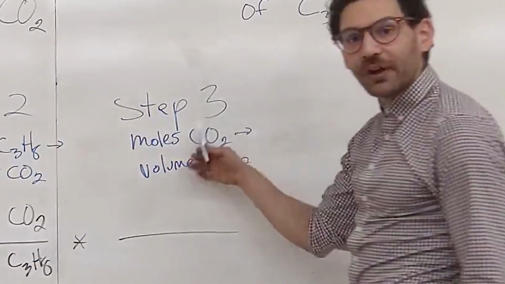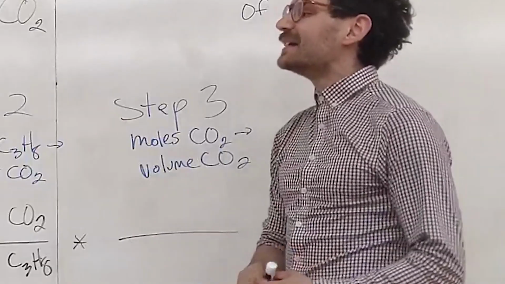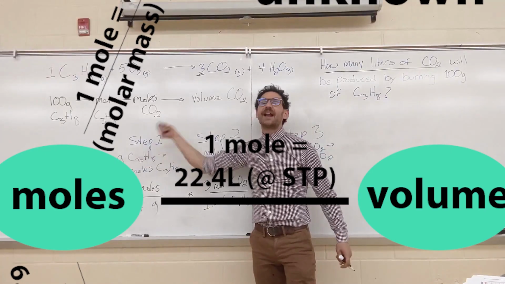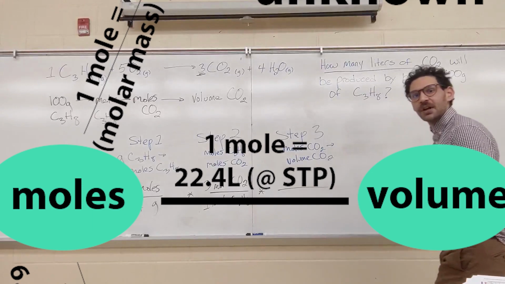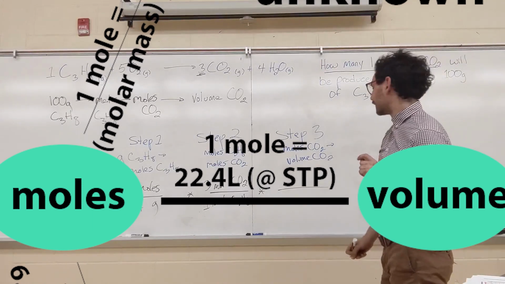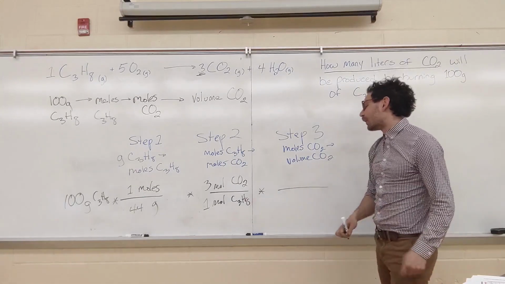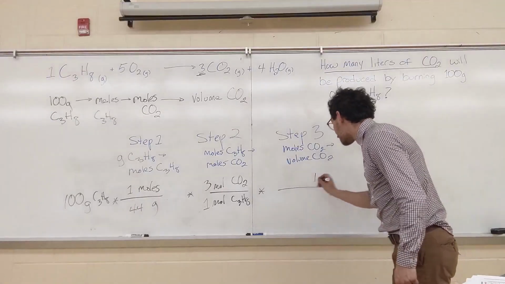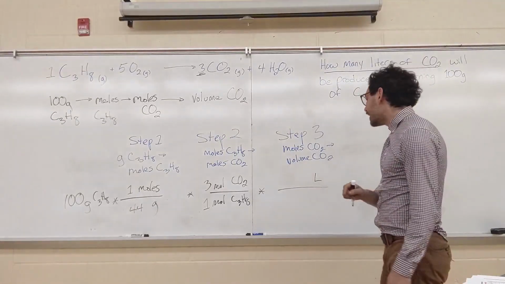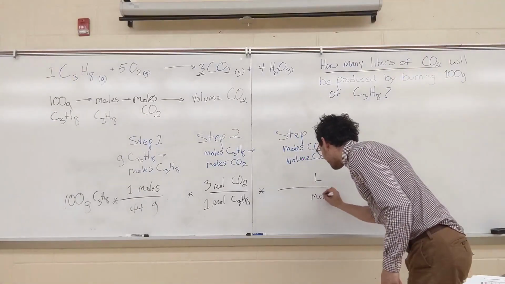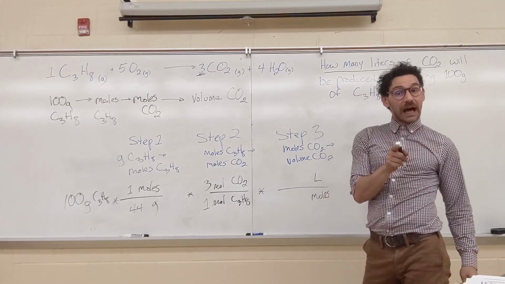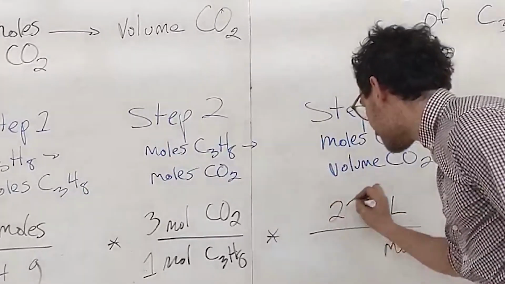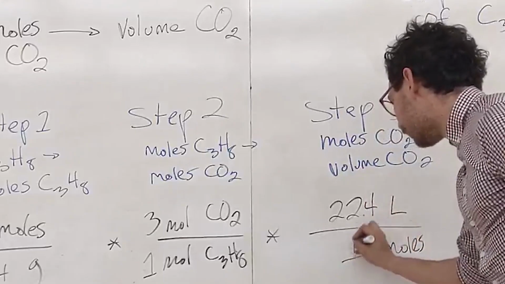Well, step 3. I want to go from moles of CO2 to volume of CO2. Dear diagram, what should I use for that? Thank you. The conversion factor, 1 mole equals 22.4 liters. I want volume. Volume is measured in liters, so I'll pop my liters as my new unit up top. And moles are what I want to get rid of, so I'll pop my moles down below. We said 22.4 liters equals 1 mole.